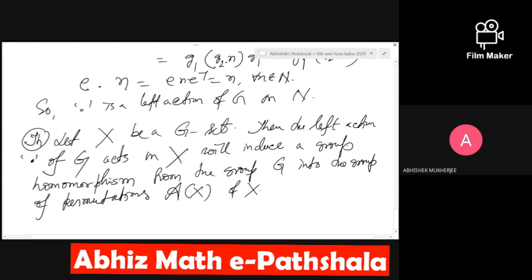So this theorem says that the left action of G which acts on X can be viewed as a group homomorphism from the group G into the permutation group defined on the set X. That means for any group action you can have a group homomorphism from G into the permutation group of X. And in the reverse case, if you consider a group homomorphism from G into the permutation group curly AX of a set X, then it will definitely give you a left action.